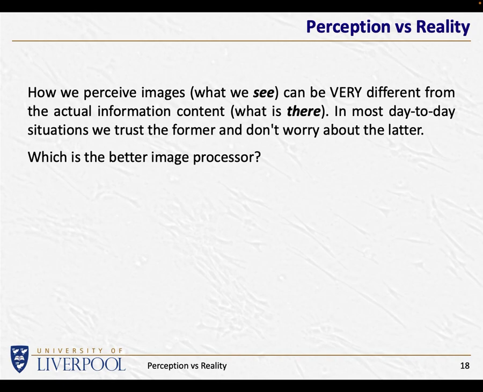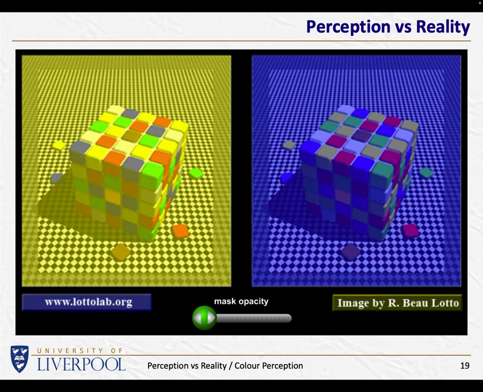So the question is, which is the better image processor? Is it a human brain or is it a piece of silicon, a computer? The brain is a computer effectively built out of carbon atoms, and a computer in the conventional sense is a computer built out of silicon atoms, and a few others as well. So which is the better, to have an image processor made out of carbon or an image processor made out of silicon? My point is that they work very, very differently. So let me try and convince you with this particular illustration.